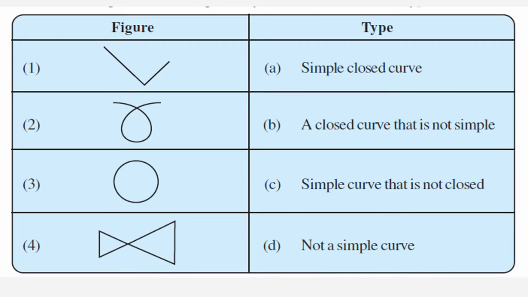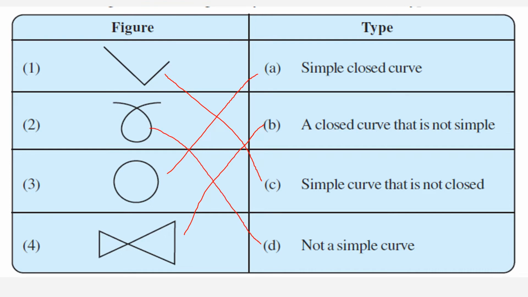Here they are asking, what do you think, which amongst these is a simple closed curve, a closed curve that is not simple, and so on. First of all, curve is anything which you can draw without lifting your pencil or pen up and without retracing it again. So you can see here a simple curve which is closed is this one. Then it is asking a closed curve that is not simple. So you can take this one. Then it is asking simple curve that is not closed. You can take this one. Then not a simple curve, you can take this one. I hope you agree with this.